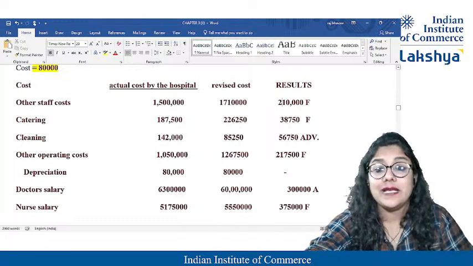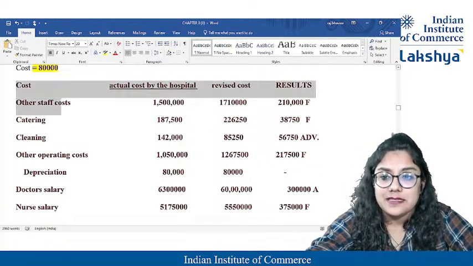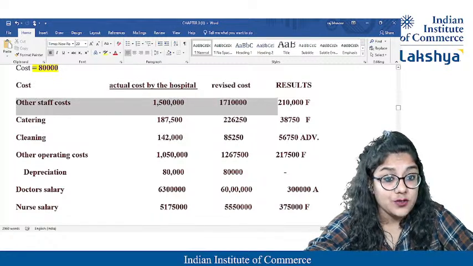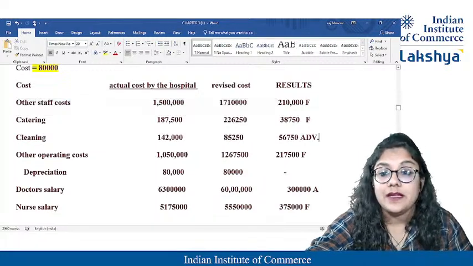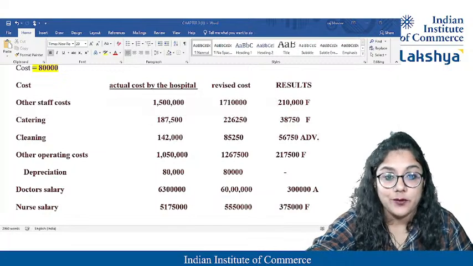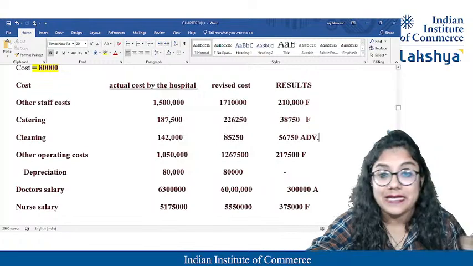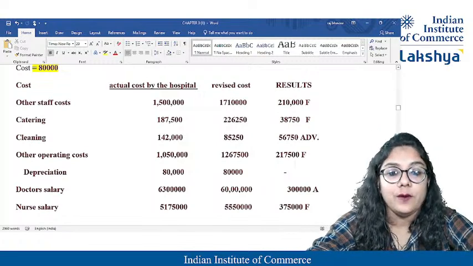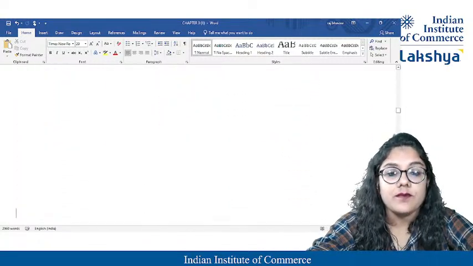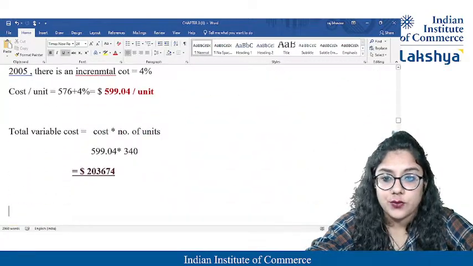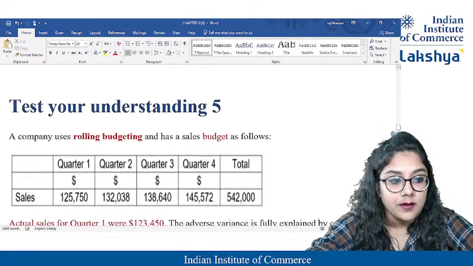Otherwise, it's worse. For example, over here, other staff cost, my actual cost was 15 lakhs, but my revised cost was 17. So yes, it's favorable. So students, this is the way you have to write the answers. I hope you guys are getting it. Super easy. Okay, now up next we have a question, I'll just show you the question, which is again important.